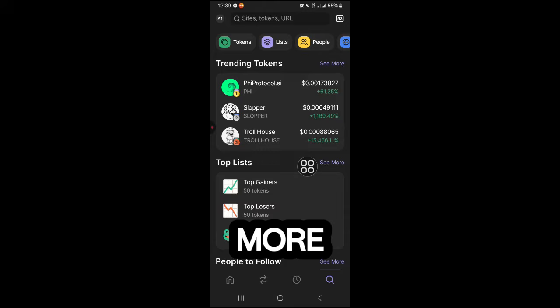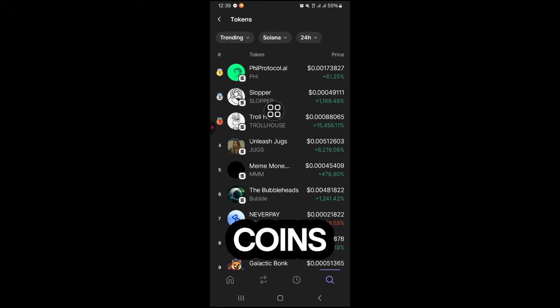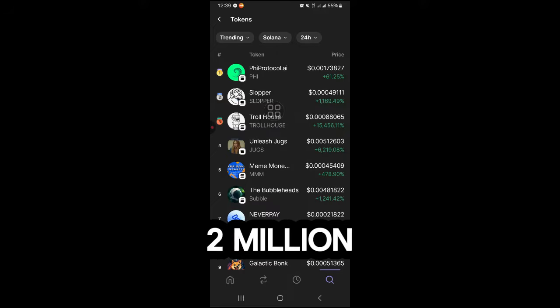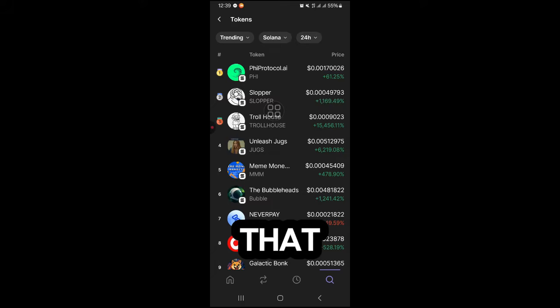I'm going to click on the see more button, and it's going to give me the coins that have been trending in the past 24 hours. The good thing about this is that you're not the only one seeing this. Phantom Wallet has over 2 million users. If we check Play Store or Apple Store, you're going to see that they have a lot of downloads. That means that millions of users are seeing these particular tokens.